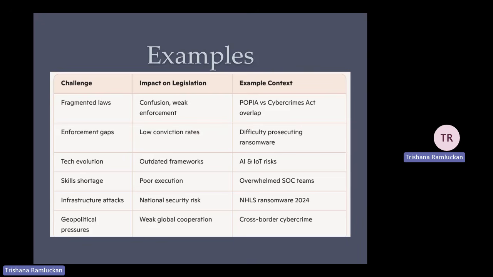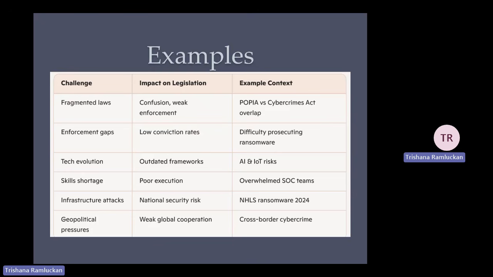The next one is tech evolution. So we have outdated frameworks. And of course, we have our normal AI and IoT risks. Skills shortage. The impact on legislation is poor execution because we don't have enough skilled capacity to actually be able to execute it properly. The example context, we have overwhelmed SOC teams. The next challenge is infrastructure attacks. So impact on legislation is your national security risk. Example context, so we had a ransomware breach in 2024, which impacted your government and impacted your healthcare sector.